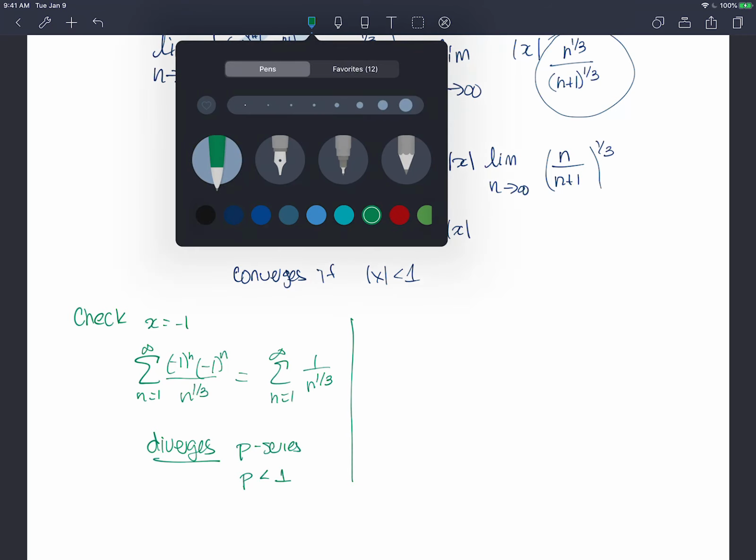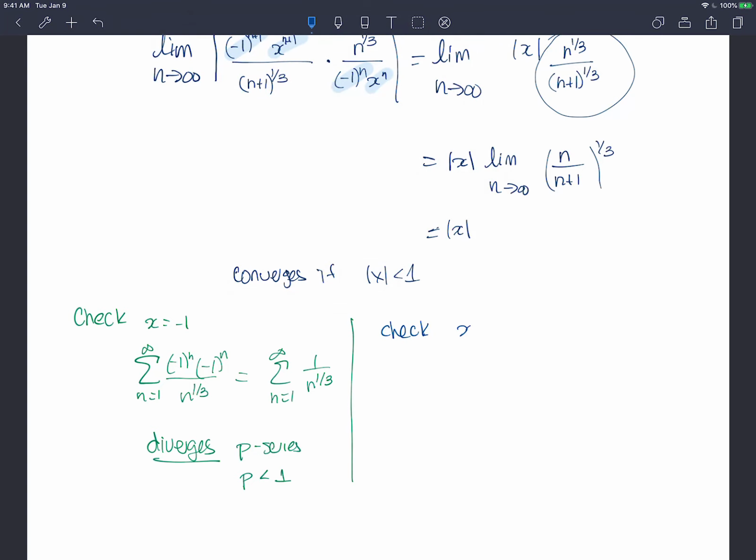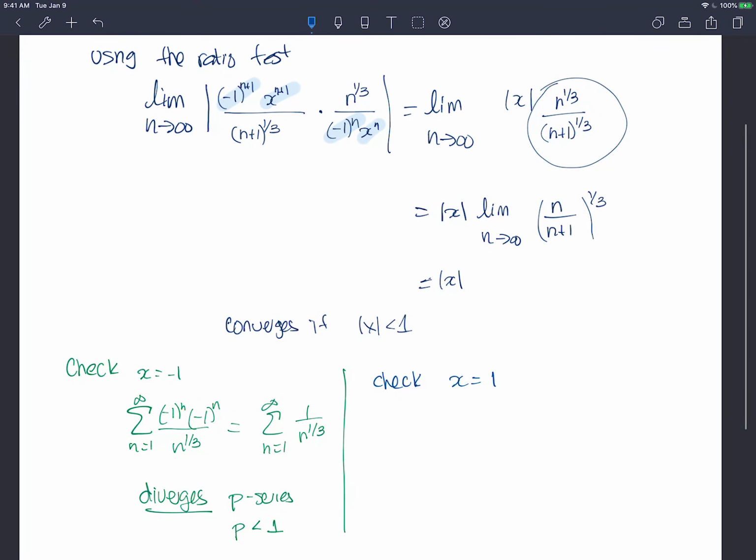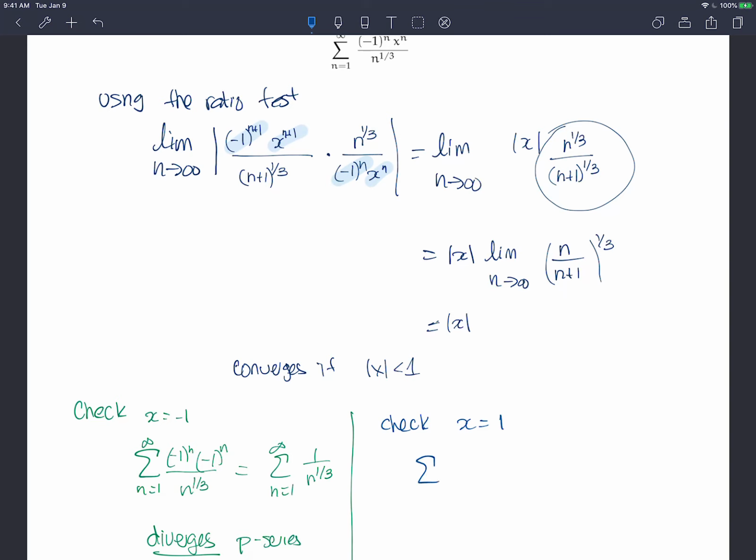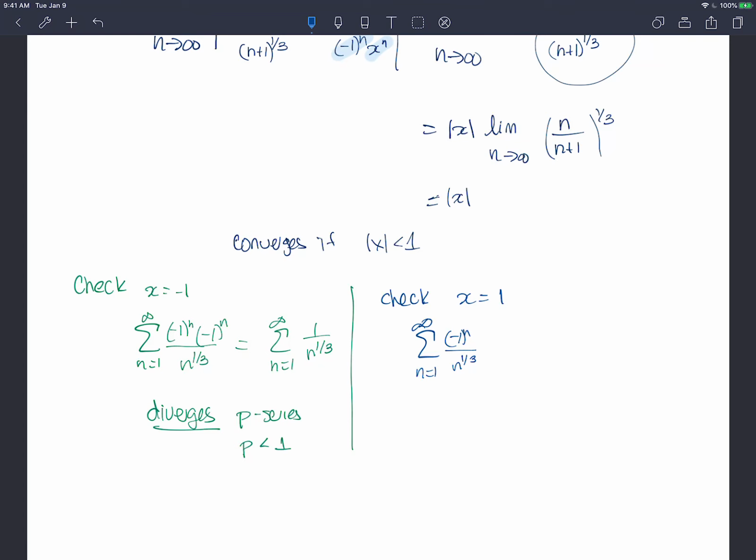And now let's check at the other endpoint. At the other endpoint, I get the sum of (-1)^n over n to the 1/3, since 1 to the n for the x, I'm not going to write it. And again, this is an alternating series. To be careful, using the alternating series test, I need to check that the limit when n goes to infinity of the b_n's is 0, and that it's decreasing. Those two things trivially happen for b_n equals 1 over n to the 1/3. So we can use the alternating series test, so it converges.